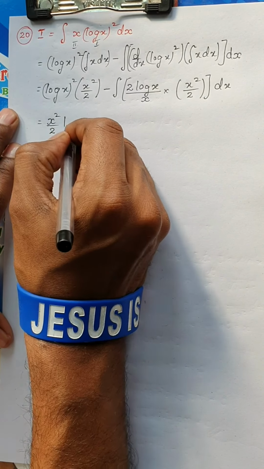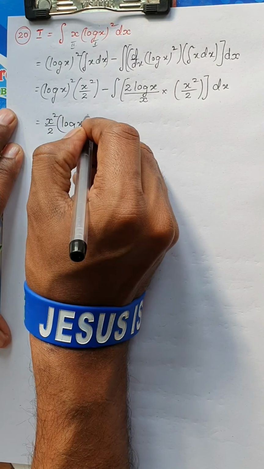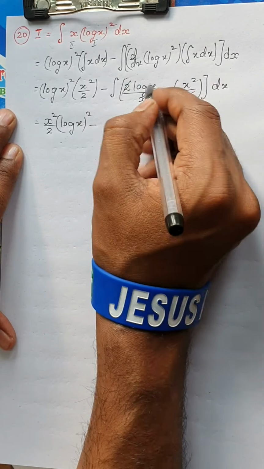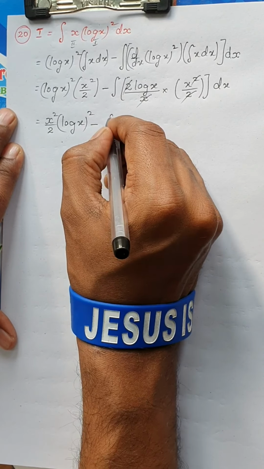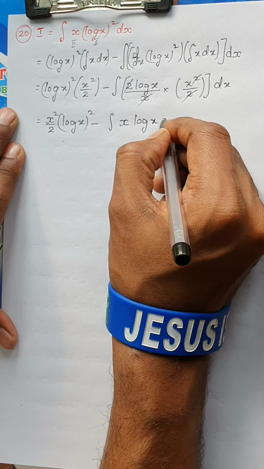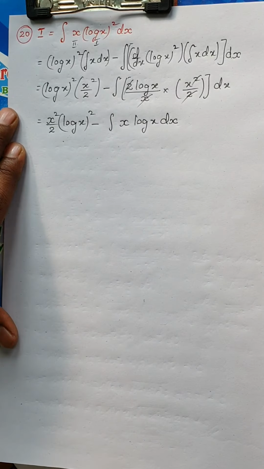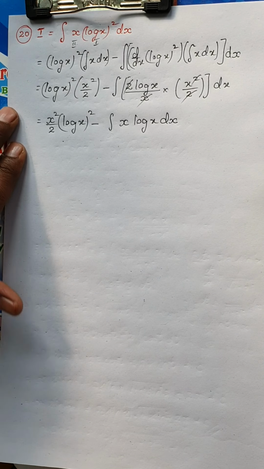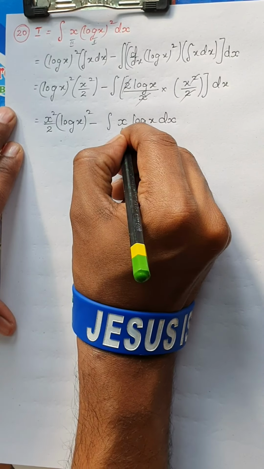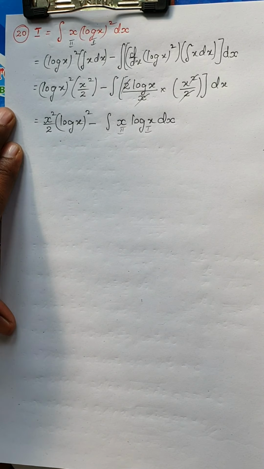So it is x square by 2 into (log x) whole square, minus, now 2 and 2 get cancelled, 1 x gets cancelled. So you are left over with integral of x log x dx. Again it's a product of two functions. I have algebraic and logarithmic. So I'm going to consider log as the first function and algebraic as the second function.